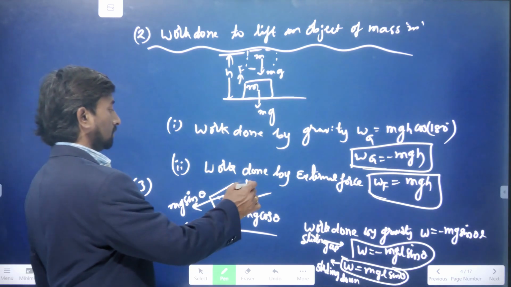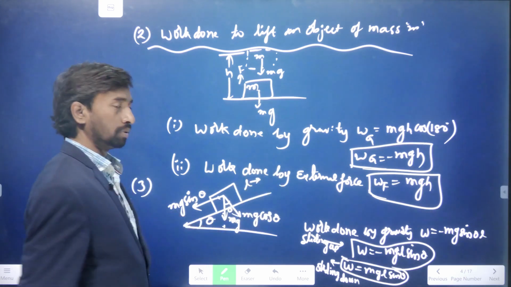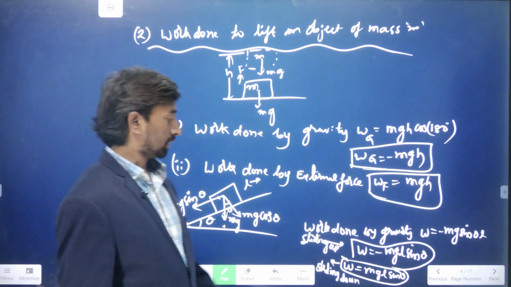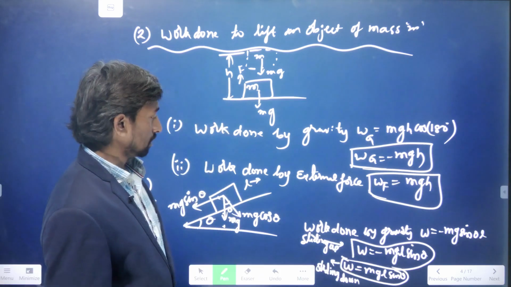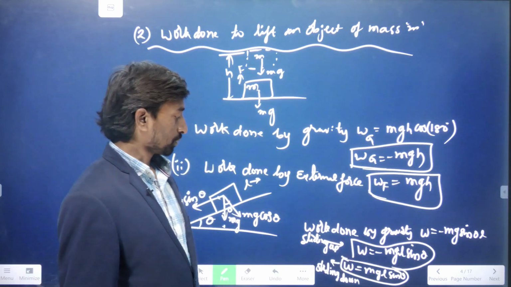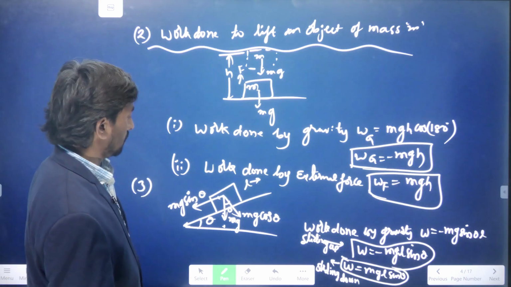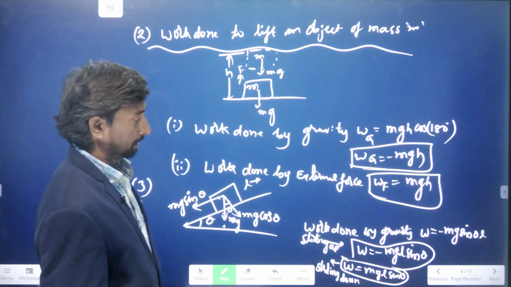And if this body is moving upward, sliding upward on the inclined plane of length L, then the work done by the weight, the work done by the gravity to slide up the inclined plane of length L, is minus mgl sin theta. While it is sliding down, it is mgl sin theta. That is the next case, work done by the gravity on an object on the inclined plane.